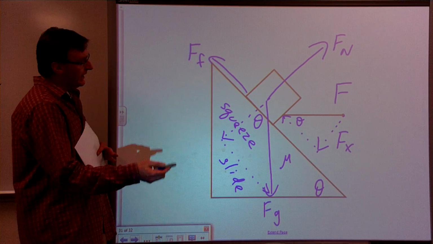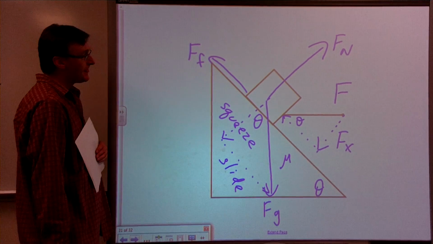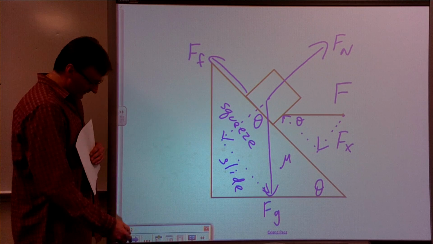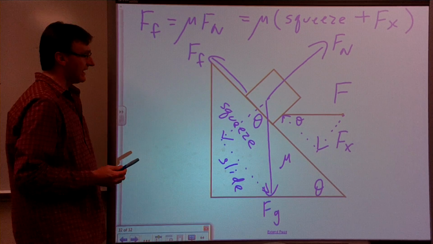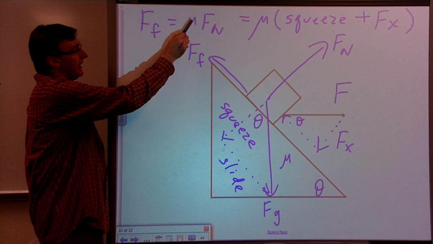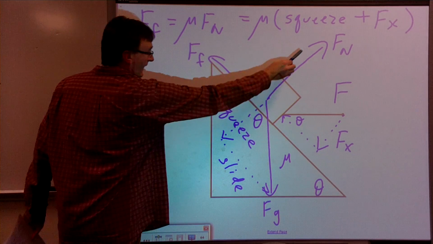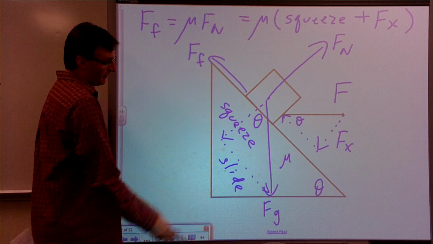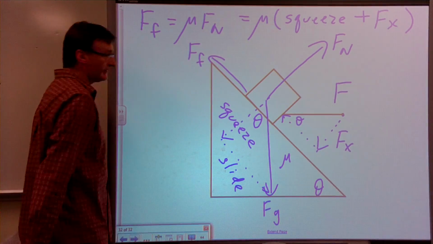And so the way this affects this sort of scenario is it's going to affect the friction force, and it does so because of this. The force of friction, as we know, is defined by mu Fn, and in this case, Fn is going to equal the squeeze force plus the x component of the applied force.